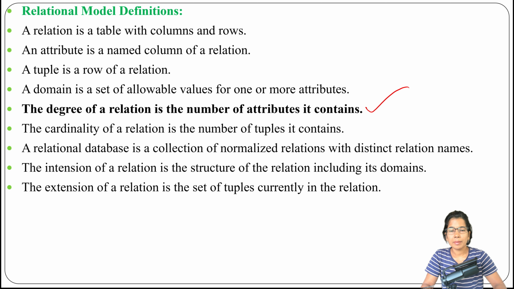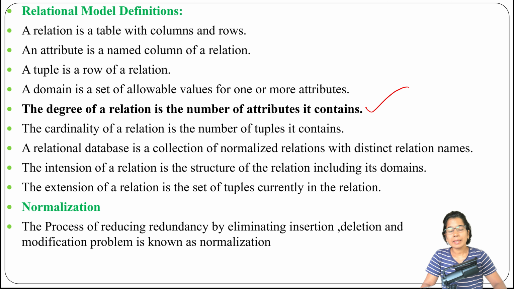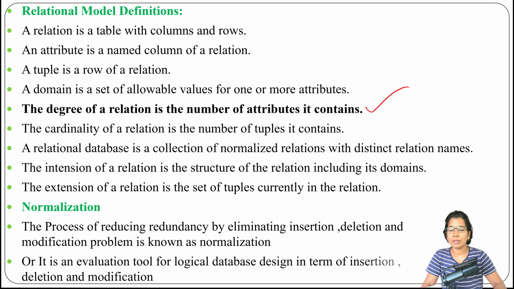Next is normalization. Normalization is a process by which we split a relation into multiple relations according to some properties. There are different steps of normalization like 1NF, 2NF, 3NF, 4NF, BCNF. So in each NF, we'll split the table into multiple tables. We'll split the relation into multiple relations. So basically it is a process of reducing redundancy by eliminating insertion, deletion and modification problems. It's called normalization, or you can say it is an evaluation tool for logical database design in terms of insertion, deletion and modification.